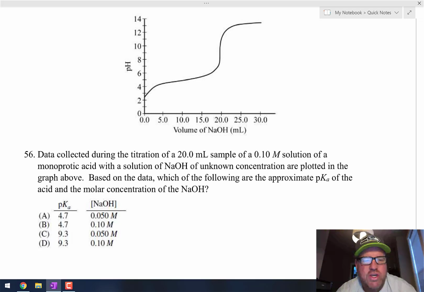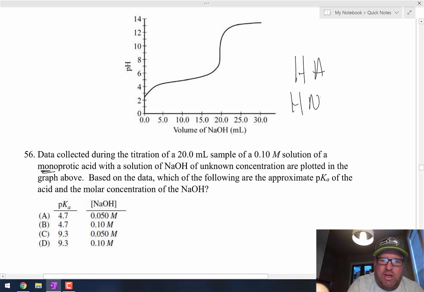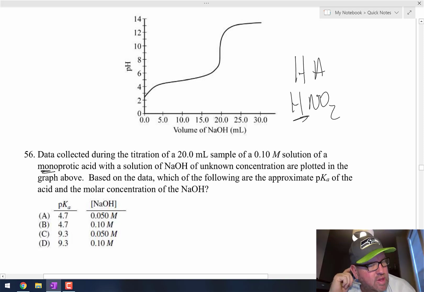So on question number 56, and these are all in your homework packet, question number 56 says data collected during the titration of a 20 milliliter sample of a 0.10 molar solution of a monoprotic acid. Monoprotic just means one hydrogen, so like HA or HNO2, something like that. It just has one hydrogen that comes off. Okay, the data is collected in the graph above.